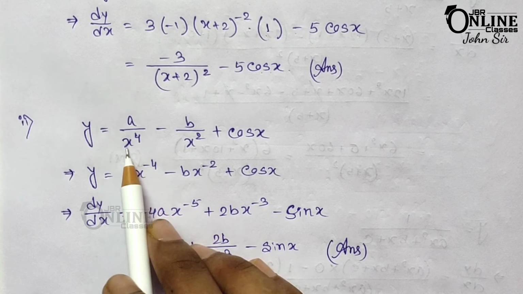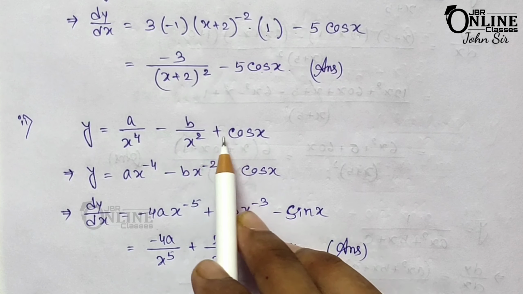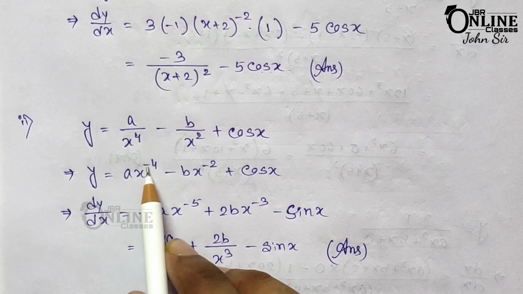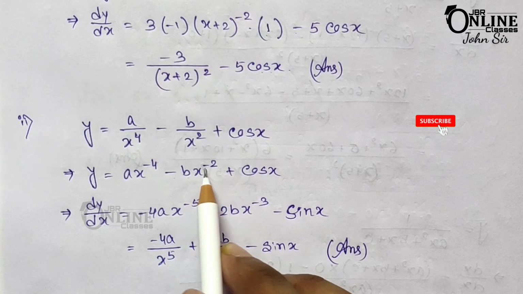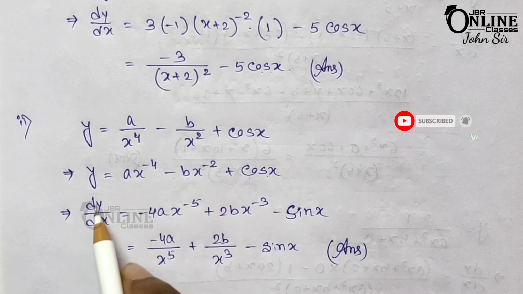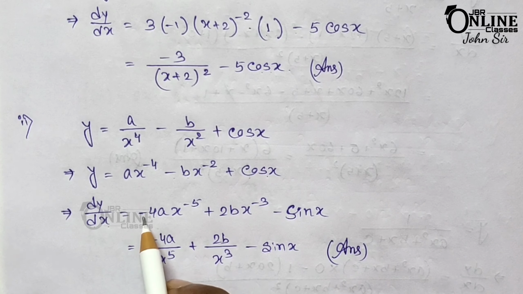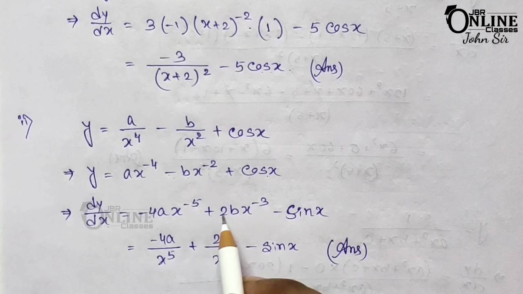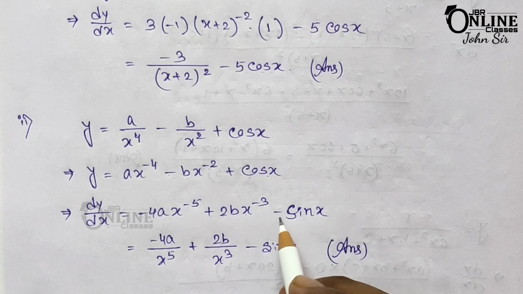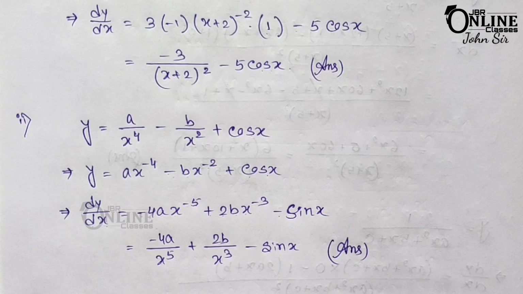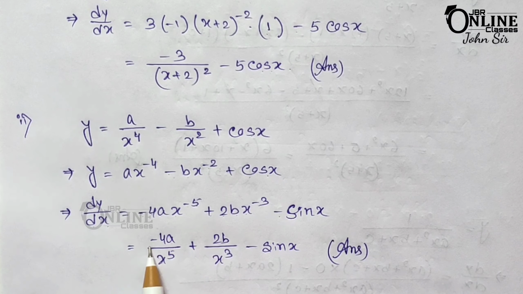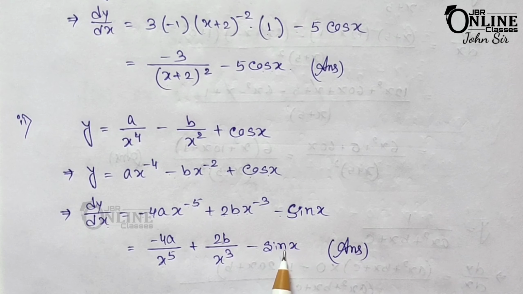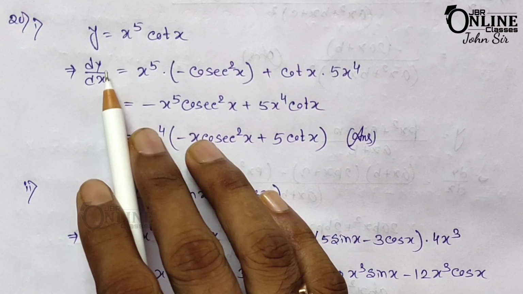19.2. Here we have 1 by x to the power 4 minus b by x square plus cos x. So it will be a x to the power minus 4 minus b x to the power minus 2 plus cos x. Now differentiate with respect to x. It will be minus 4a x to the power minus 5. Then here minus minus plus 2b x to the power minus 3. And here minus sin x, because the derivative of cos x is equal to minus sin x. So the final answer will be minus 4a by x to the power 5, then 2b by x cube and minus sin x.